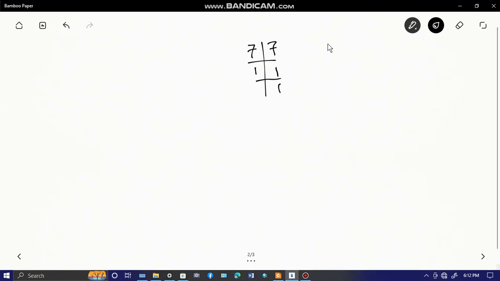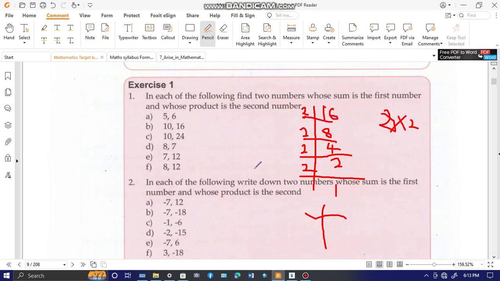So if you look at this, you have 7 and 1. 7 times 1 will give us 7. If you do 7 plus 1, this one will give us 8. That's it. It means our numbers are 7 and 1 in the fourth example. In example number E, you have 7 and 12. So we're looking for numbers that when we multiply, should give us 12, but when we add, should give us 7.